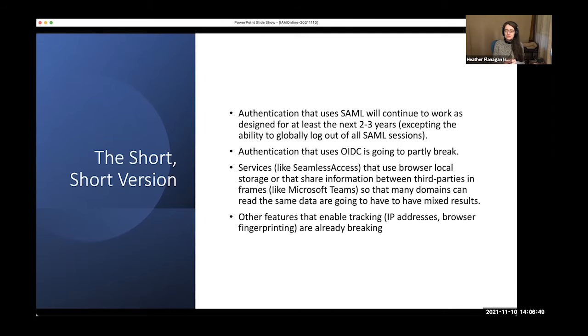This is really starting to split based on which browser you're talking about, but it's definitely starting to be an issue. And there's other features out there that are already breaking. We're not talking just authentication per se, but anything that enables tracking is currently being addressed and in some ways blocked. And we'll get into a little bit more detail on that in a moment.